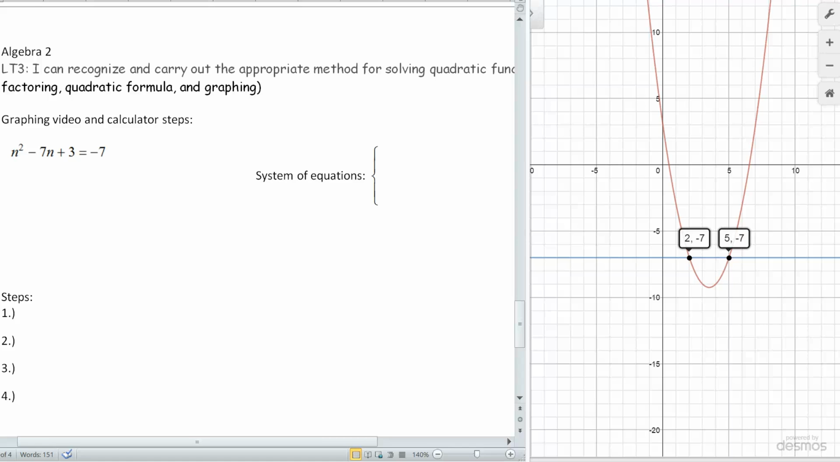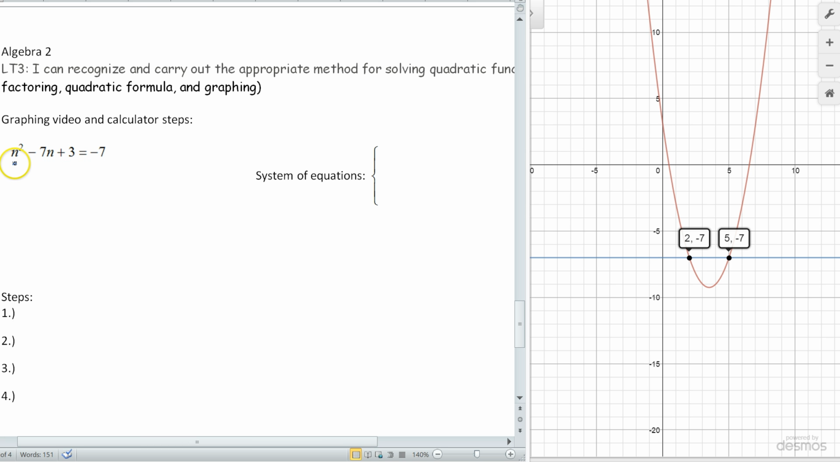In this video, we're going to solve a quadratic equation using graphing. We're also going to talk about how to organize our quadratic equation in what looks like a system of equations. So what we're trying to solve here is this quadratic: n squared subtract 7n plus 3 equals -7.